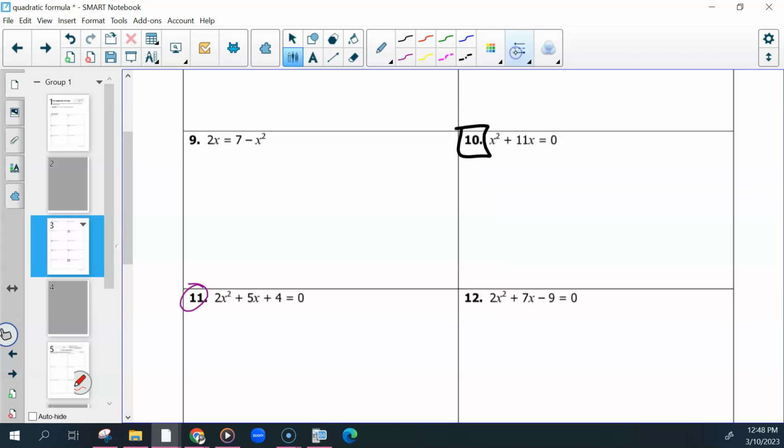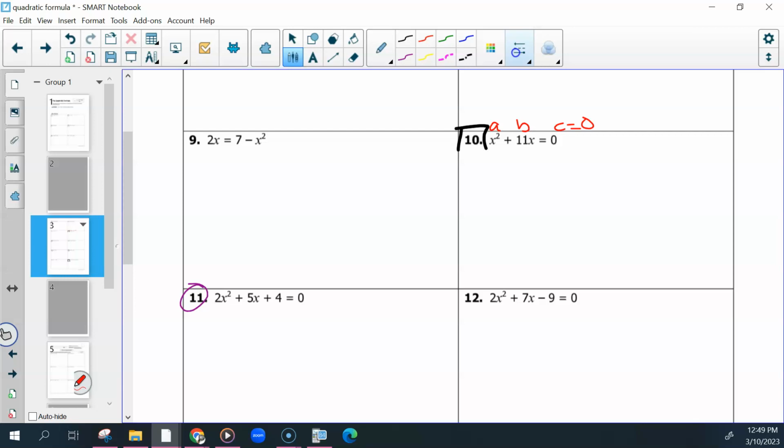So let's start with 10. Everything's already on the same side, but we're missing a term. Which one, A, B, or C, are we missing? C. So we would just do A and B, and we would say that C is 0, and then still do the formula, but anytime we have to put in c, we're putting in 0.